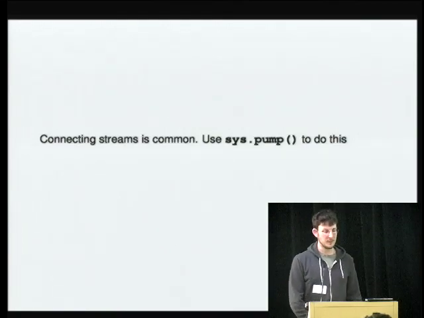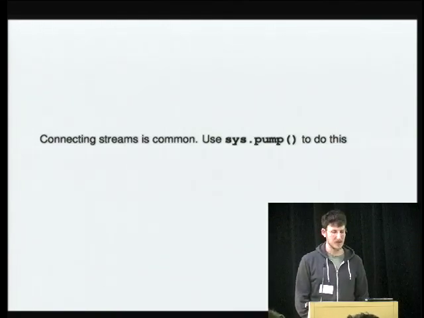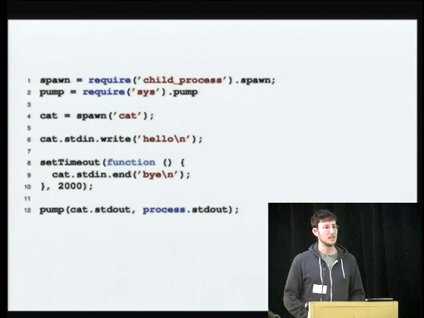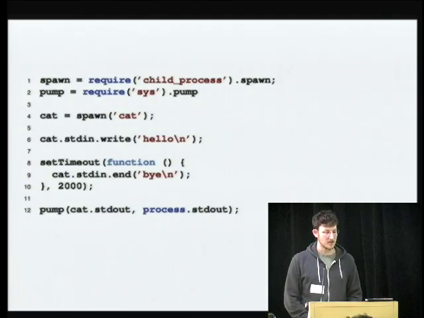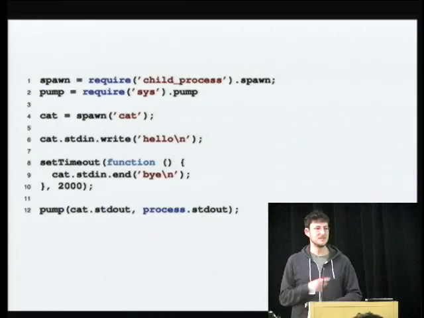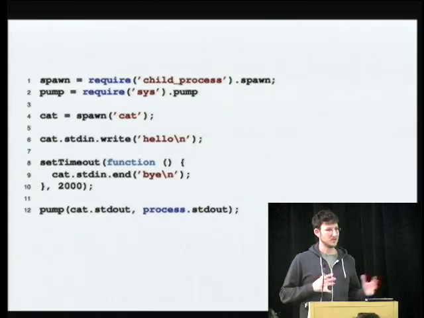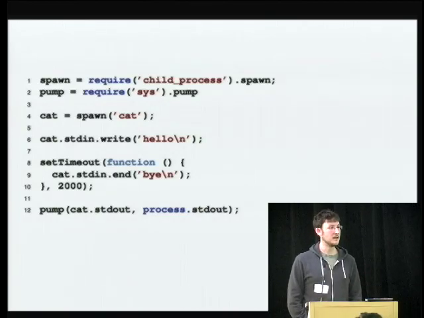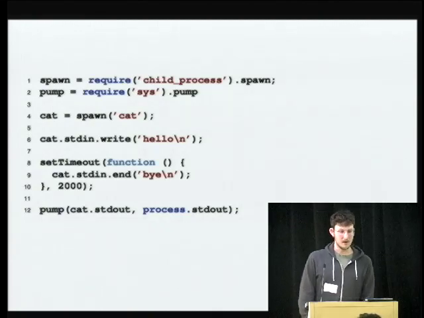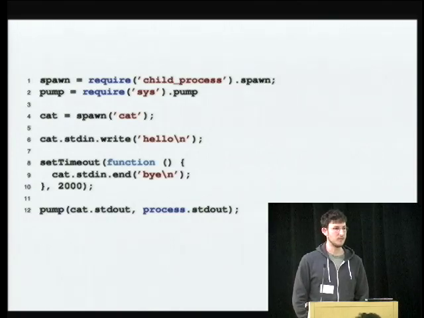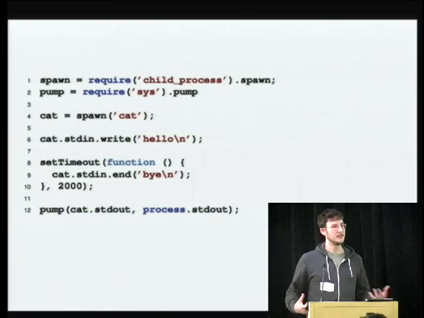And so for this, we have a nice little function called sys.pump. This is the exact same example with the cat, except on the last line, instead of setting up a callback for the data event on cat's standard out, we just do pump cat.stdout to process.stdout. So it's just going to pump the data from that stream into our standard out. It's the same thing, it just sets up a callback internally, but eases the coding. So I said we should be fearful of abstractions, and I'm also fearful of this abstraction. But we're playing around with it, and I kind of like it. And I think that we're going to have more things like this.